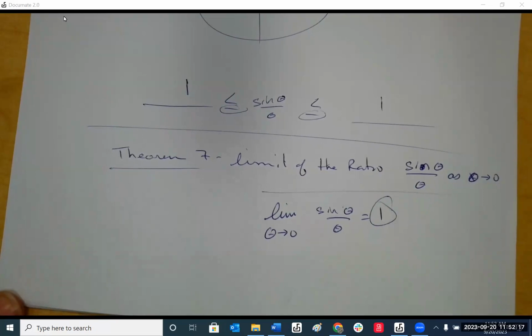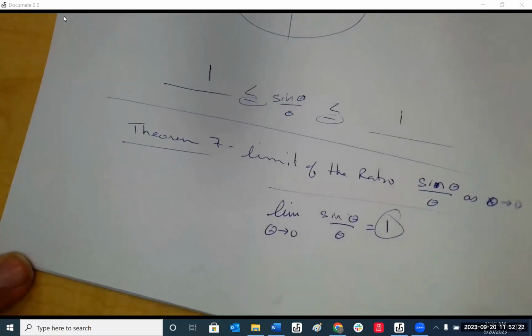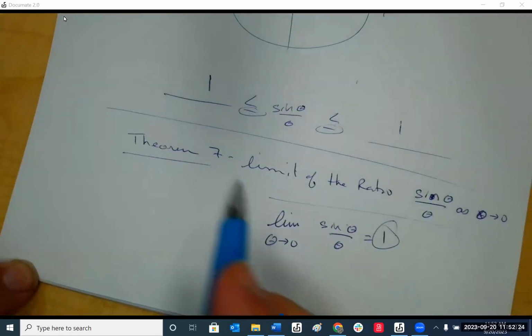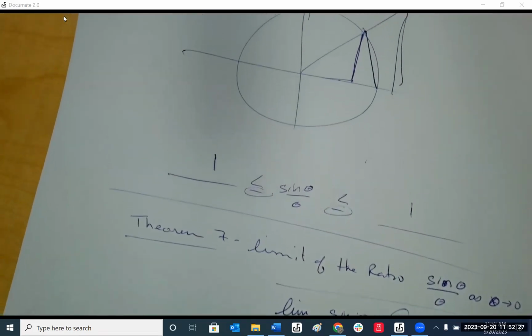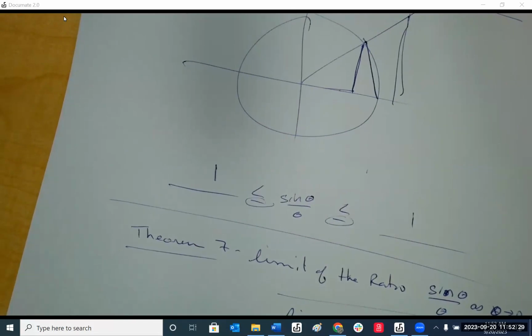You don't have to prove, you don't have to work anything out, just it's 1. So that's the cool thing about it. Again, it's proved by that. So this is a theorem that anytime you see sine theta over theta, it equals 1.